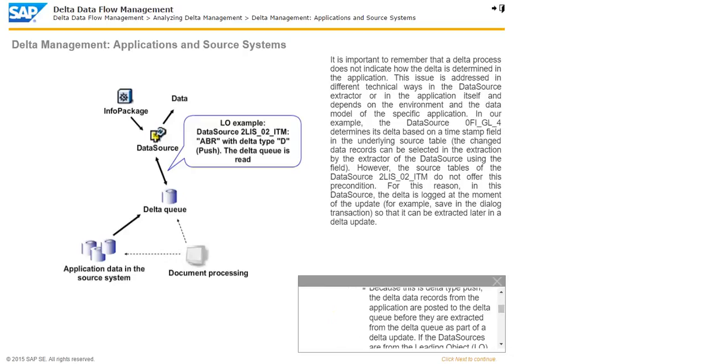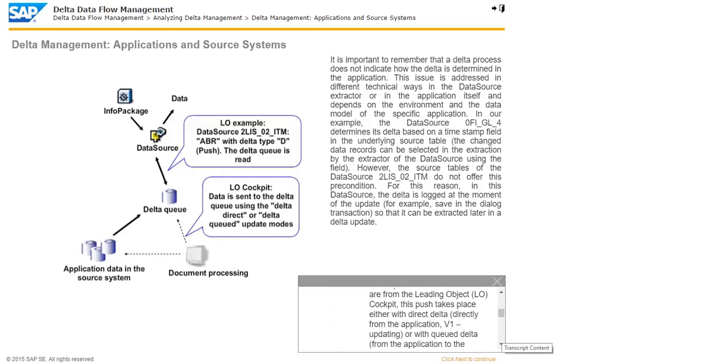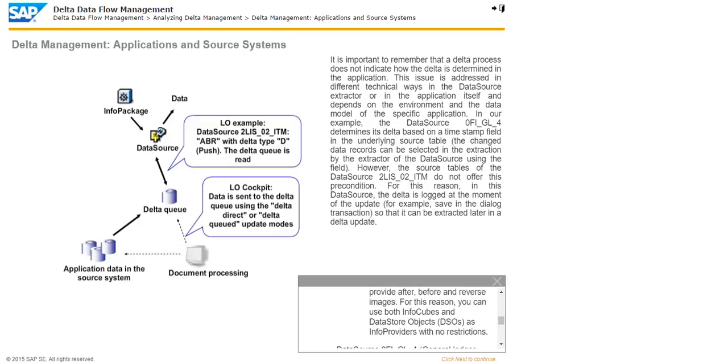If the data sources are from the logistics object or LO cockpit, this push takes place either with direct delta, that is directly from the application V1 updating, or with queue delta, that is from the application to the extraction queue V1, and from there to the delta queue with the collective run. The data source continues to provide after, before, and reverse images.